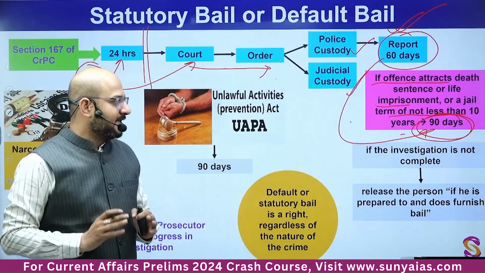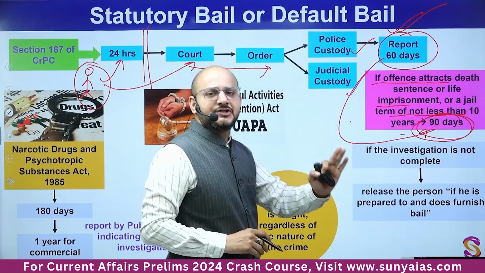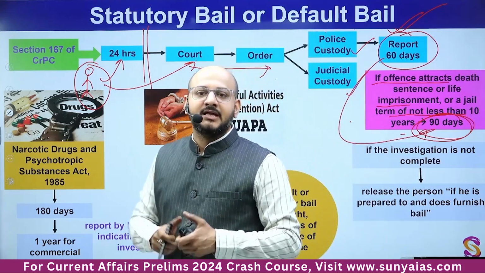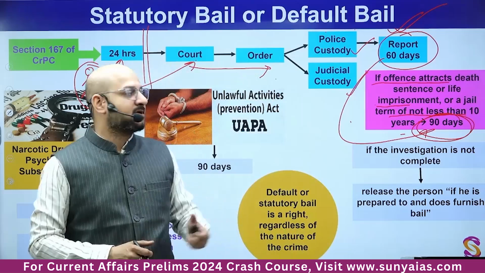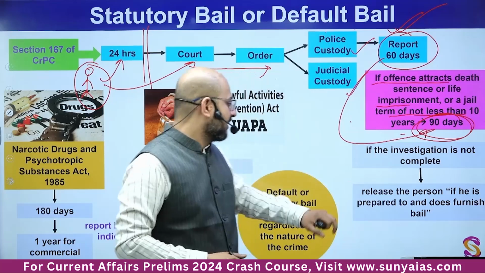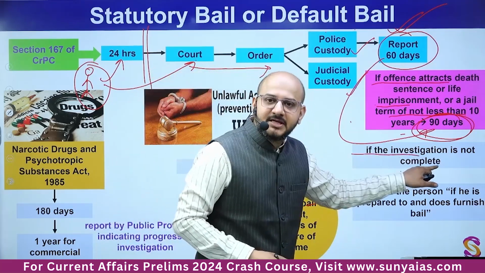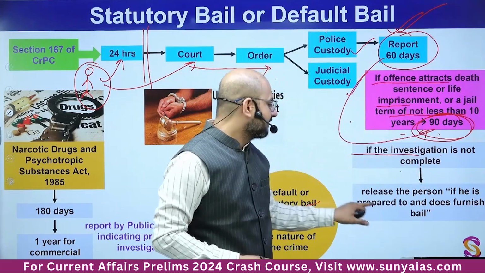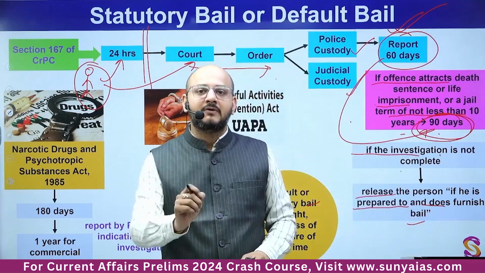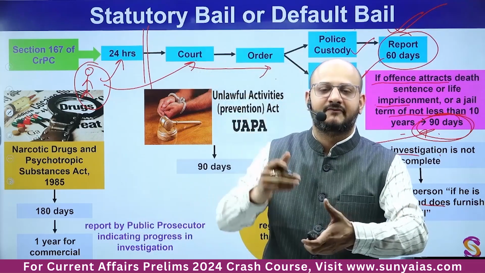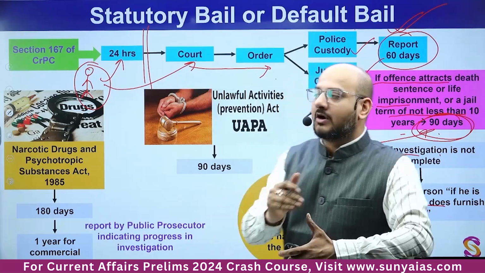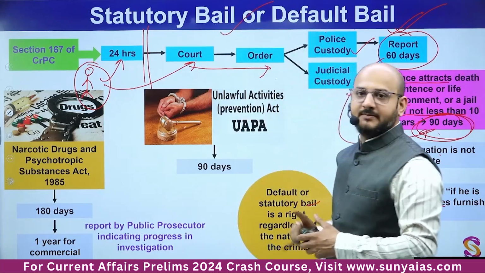Getting the point? If your investigation is not complete on time, you are not able to file the charge sheet in court, then by default the person will get bail. But here what happens is that bail has to be applied for. If the investigation is not complete within this stipulated period of time, the person is released if he is prepared to and does furnish a bail. Now you will ask a question: even if, sir, he does not furnish a bail, what will happen? He would be given the statutory bail. By law the bail will be given. Therefore it is called statutory bail.